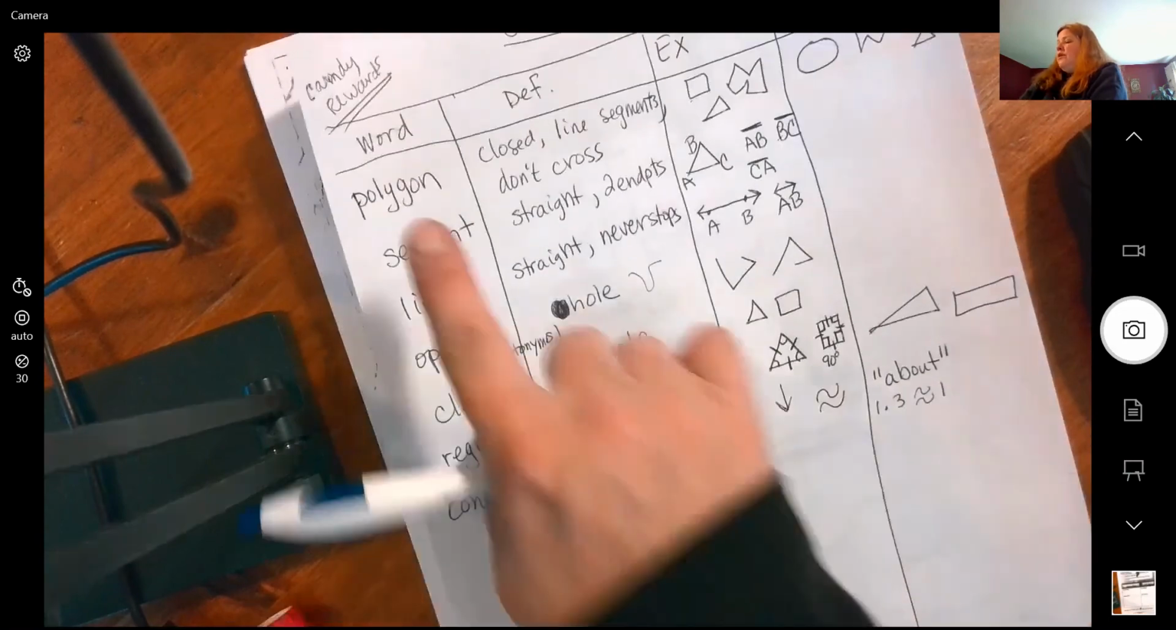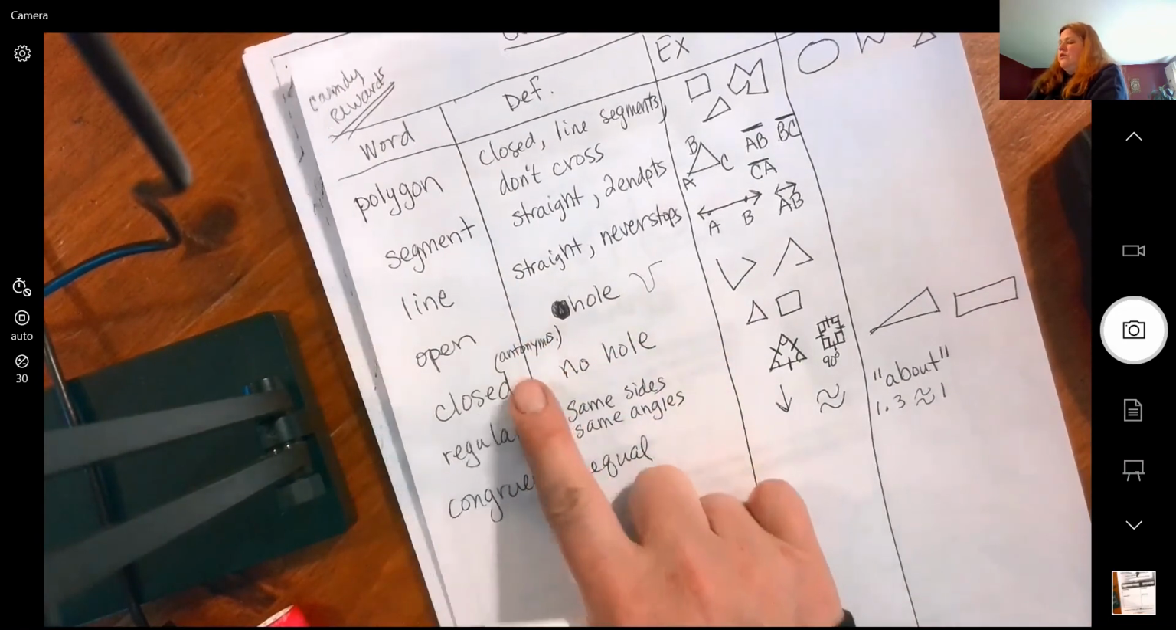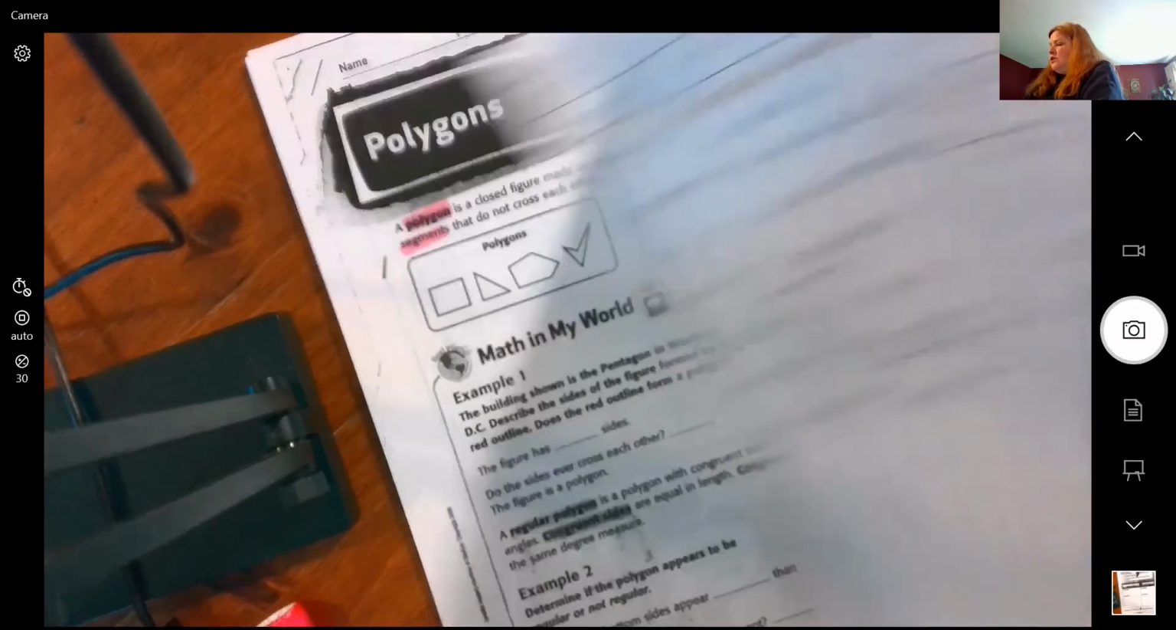Okay, so polygon, segment, line, open, closed, regular, and congruent. So here we go. We're going to go to our map.